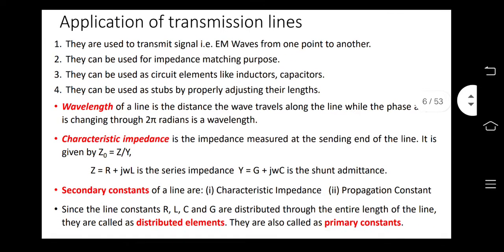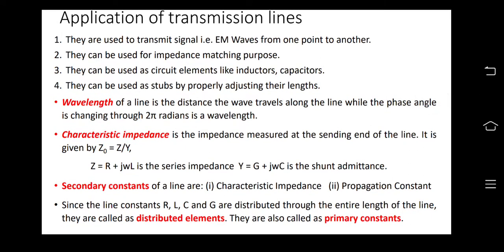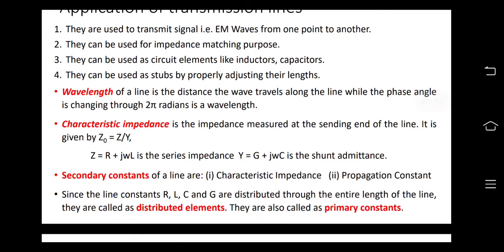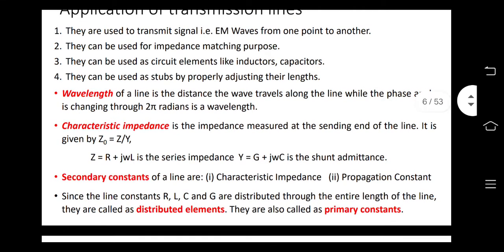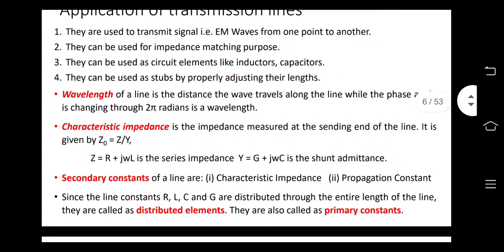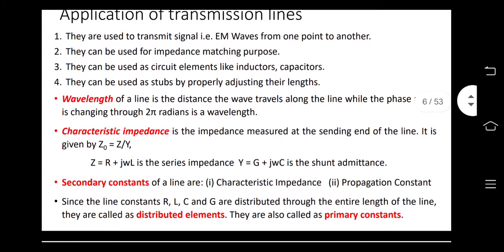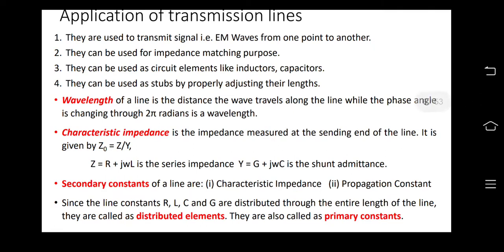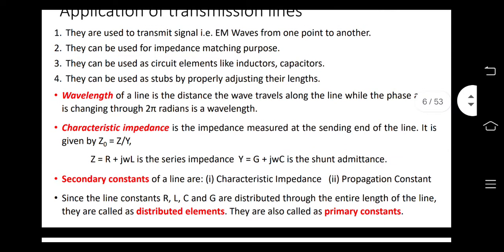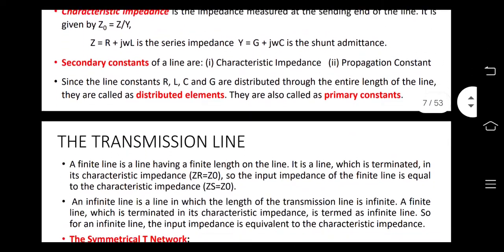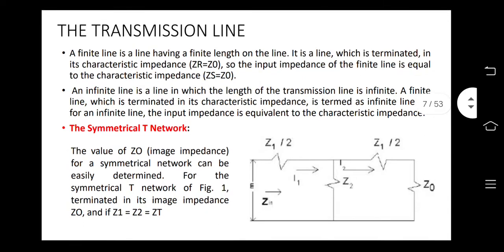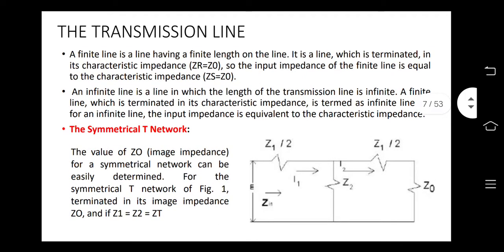Characteristic impedance is the impedance measured at the sending end of the line, and it is given by Z0, which is equal to the square root of Z by Y. Z equals R plus j omega L is the series impedance, and Y equals G plus j omega C is the shunt admittance. Secondary constants of a line are characteristic impedance and propagation constant. Since the line constants R, L, C, and G are distributed through the entire length of the line, they are called the distributed elements, and they are also called the primary constants. The transmission line is an infinite line.